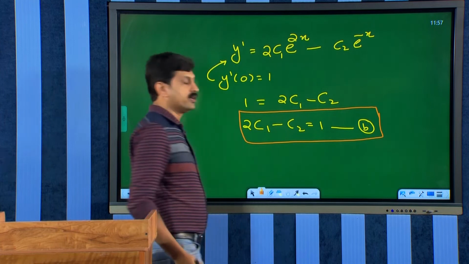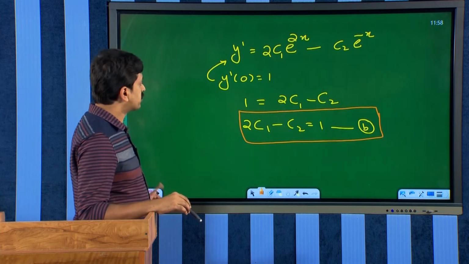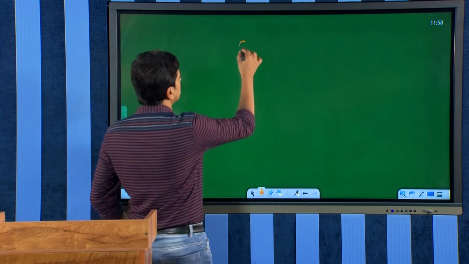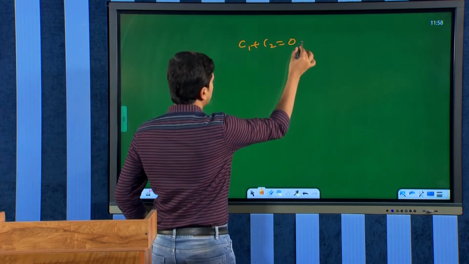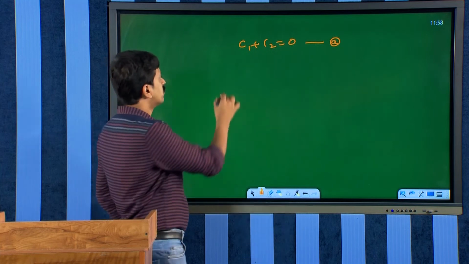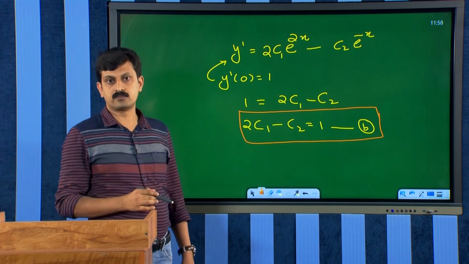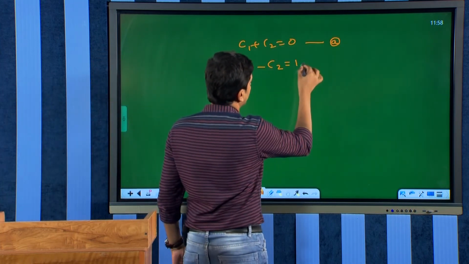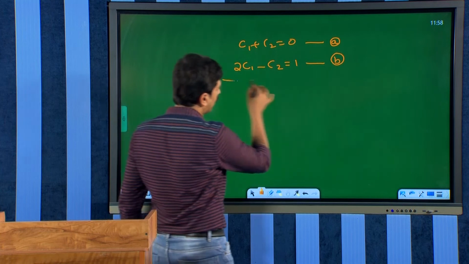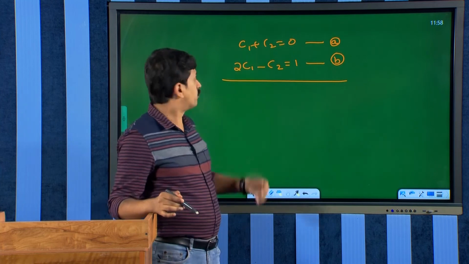While solving A and B, we can find the values of C1 and C2. We have the equation C1 plus C2 equal to 0, which is equation A, and 2C1 minus C2 equal to 1, that is the equation B. Now we can solve this. By summing A and B, we can remove C2.